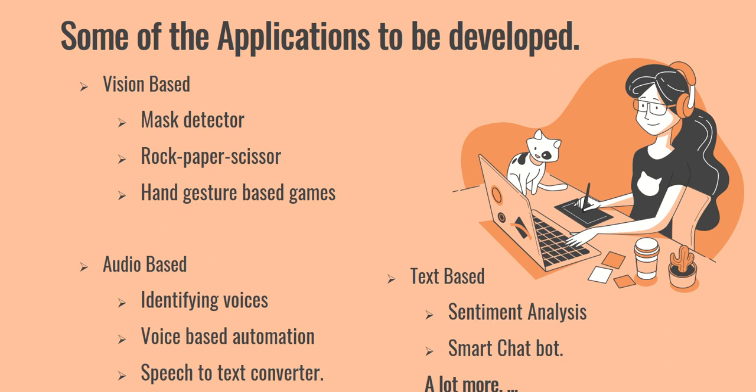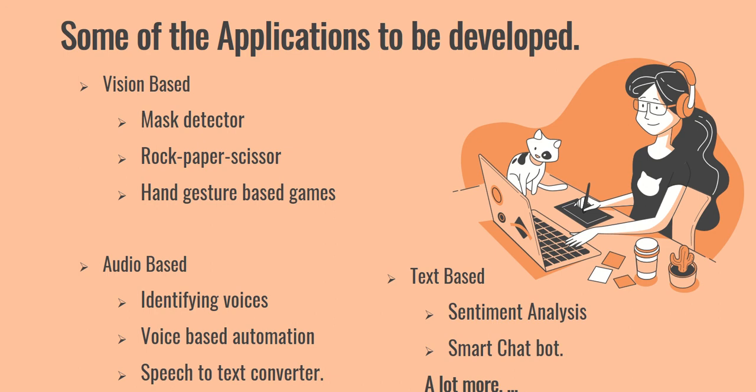Audio based: you are going to give voice commands. It can identify whether the voice is yours or your siblings or your parents. It can be voice based automation. That means I am going to give a command that please shut the door, or please open the door, please shut down the lights, and all these things. There can be speech to text converters also.